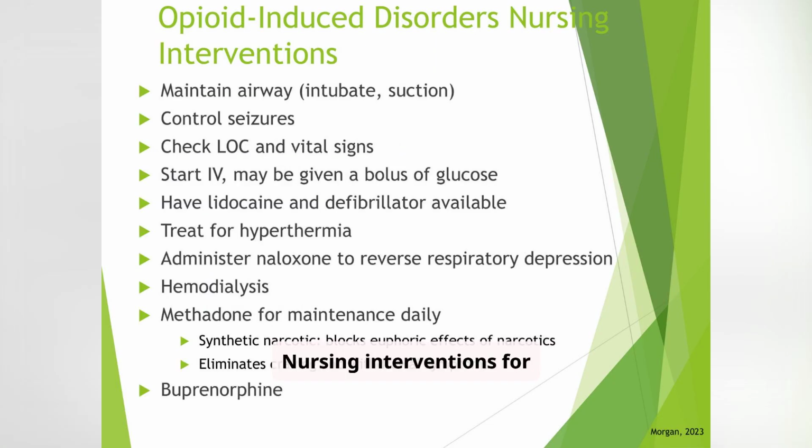Nursing interventions for opioid overdose include maintaining the airway and controlling seizures. Check LOC and vital signs. Administer naloxone to reverse respiratory depression. Methadone and buprenorphine can be used for maintenance therapy.